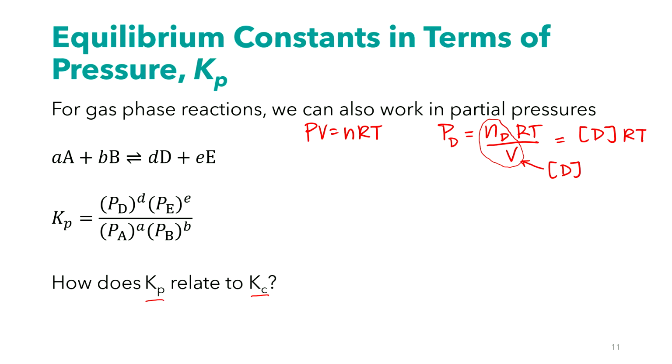So I'm going to plug this in to my Kp expression. So Kp will now equal the concentration of D times RT raised to the d. Okay, and I'm going to do that for each species.